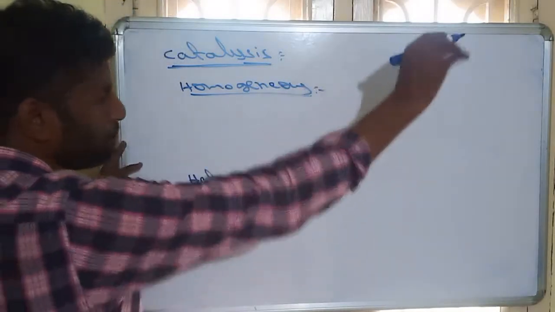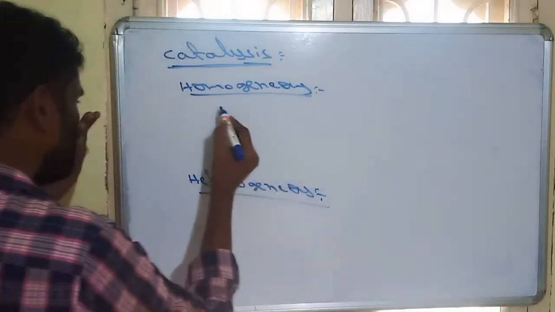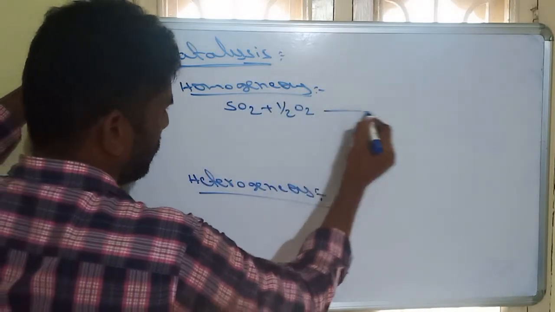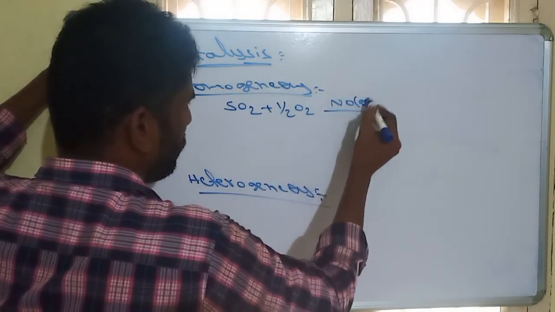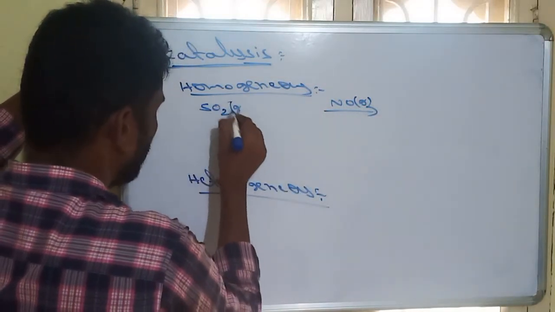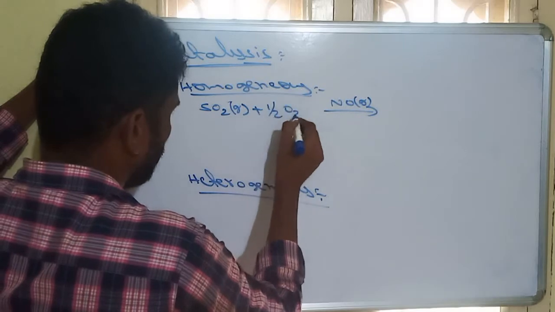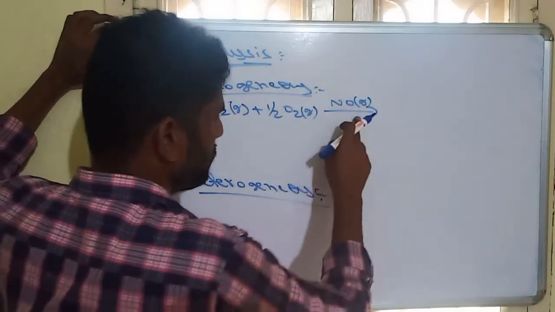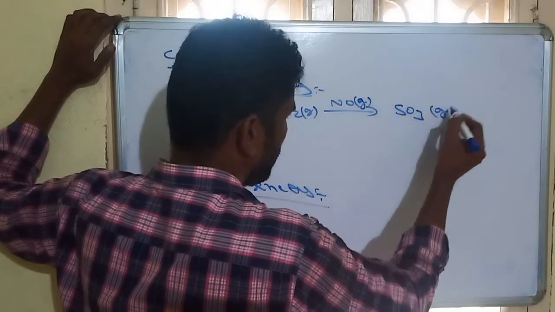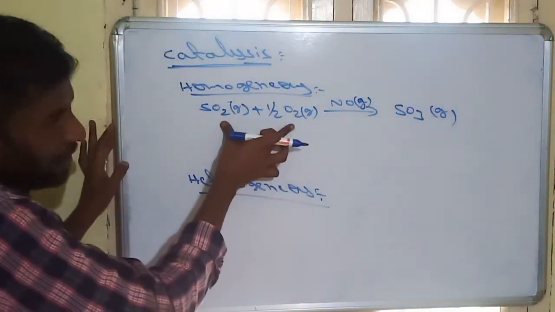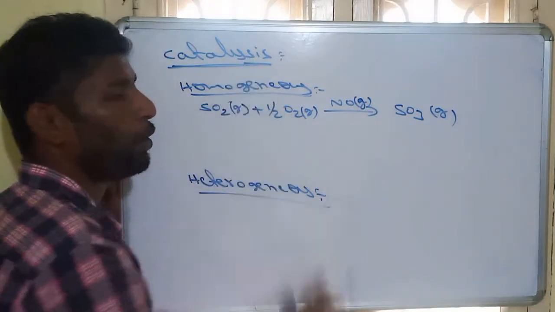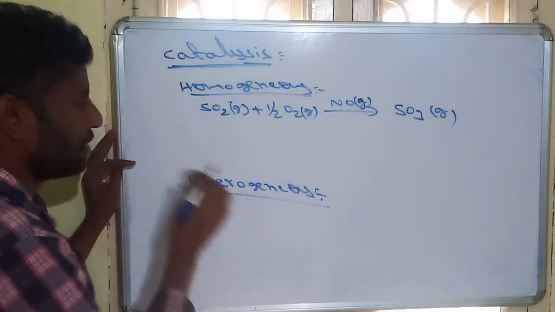For example, if we are doing oxidation of sulfur dioxide in the presence of nitrogen monoxide. Take sulfur dioxide as a gas; on oxidation in the presence of nitrogen monoxide gas, it is converted to SO3. So here the reactants are in the gas phase, and the catalyst is also in the gas phase. So this is called homogeneous catalysis.